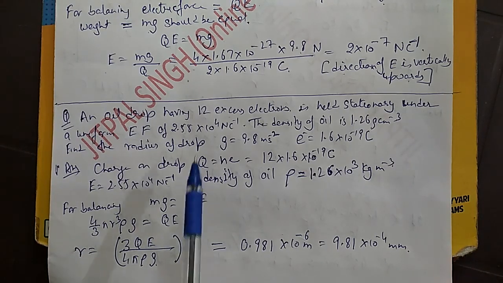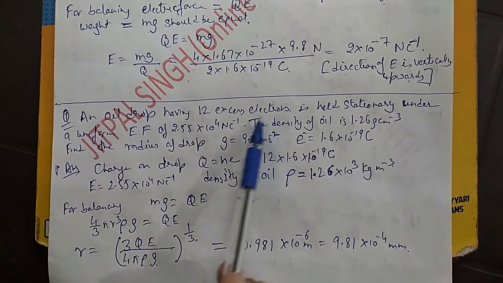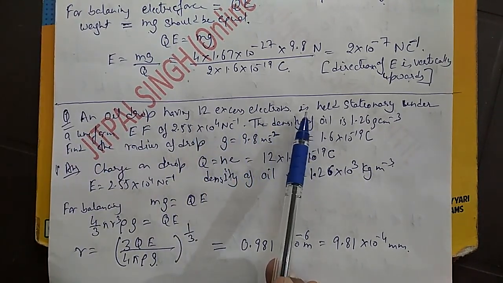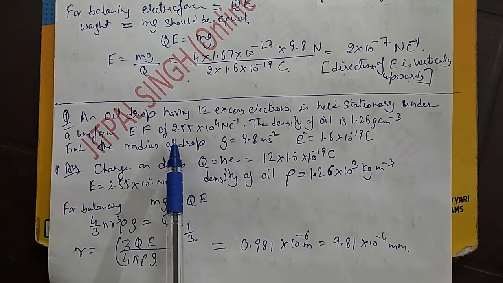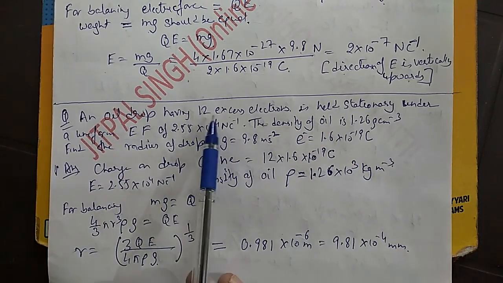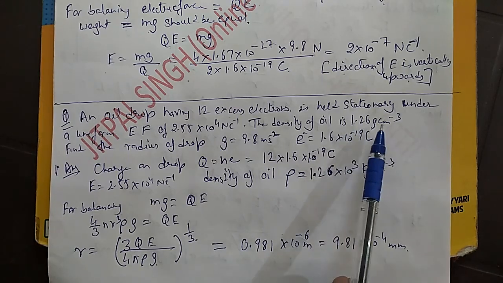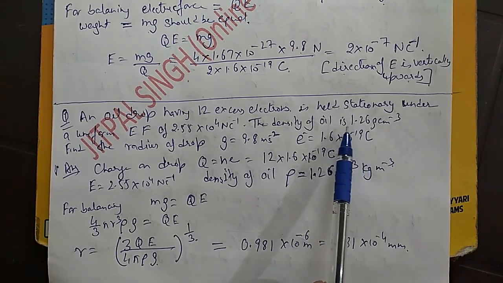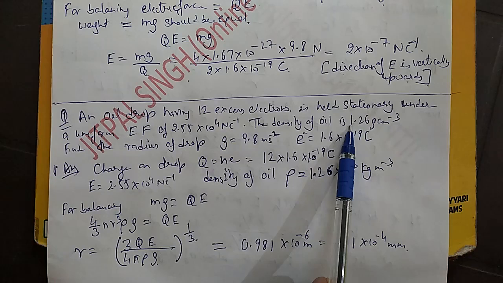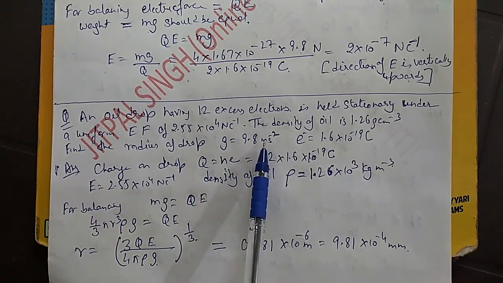Now, in the next question, we are provided with an oil drop having 12 excess electrons, and this drop is held stationary under a uniform electric field of 2.55 × 10^4 newton per coulomb. The density of oil is given as 1.26 gram per centimeter cube. We'll convert it into kg per meter cube. Hope you all know, we just multiply this with 10^3. Find the radius of the drop, and small g is 9.8.